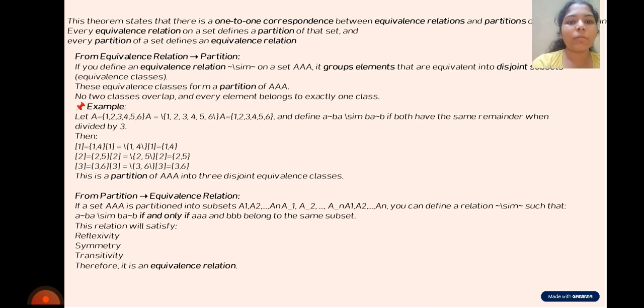from partition to equivalence relation: if a set A is partitioned into subsets A1, A2, up to An, you can define a relation similar to such that a is similar to b if and only if a and b belong to the same subset. This relation will satisfy reflexive, symmetric and transitive properties. Therefore, it is an equivalence relation.